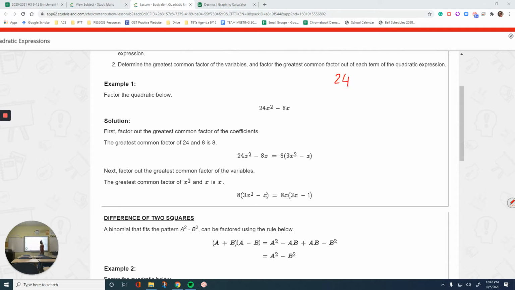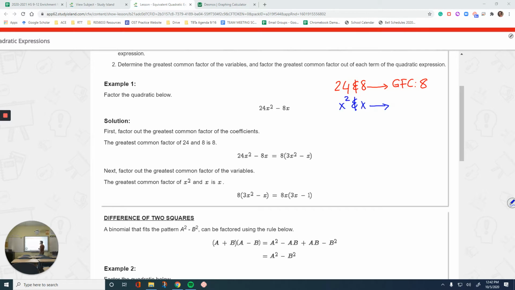Look at the numbers. One of them is 24, the other number is 8. What's the greatest number that you can divide both of these numbers by? I can divide 24 and 8 by 8. I can also divide them by 2 or 4, but this is the greatest one. Okay, that's why I picked that number. And then look at the variables you have. We have x squared and x.